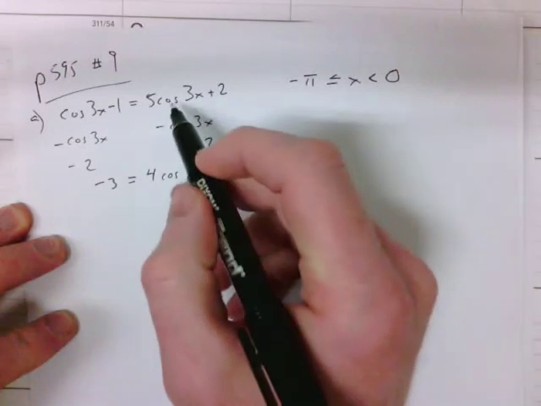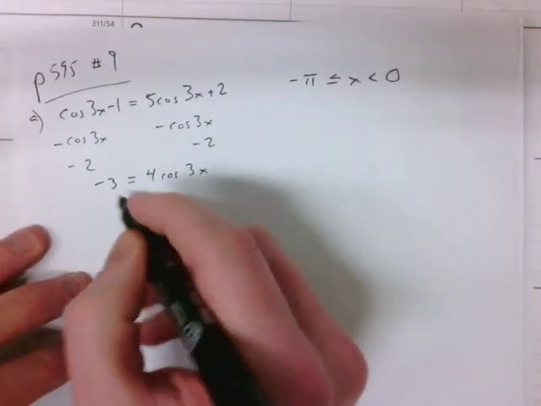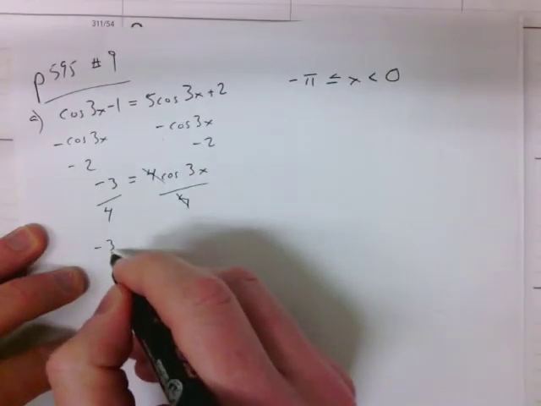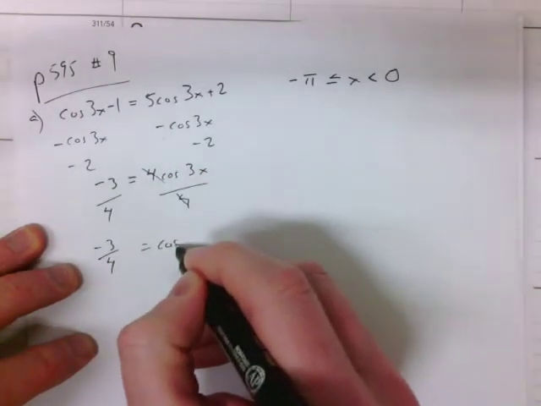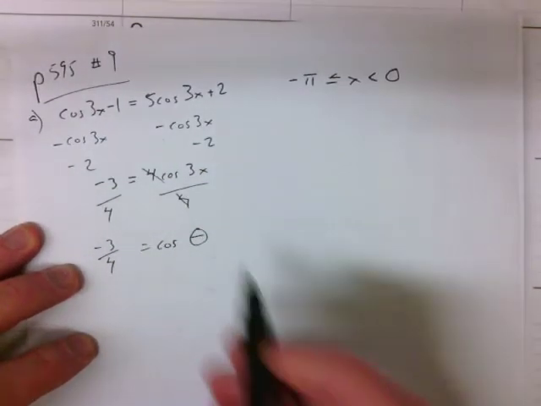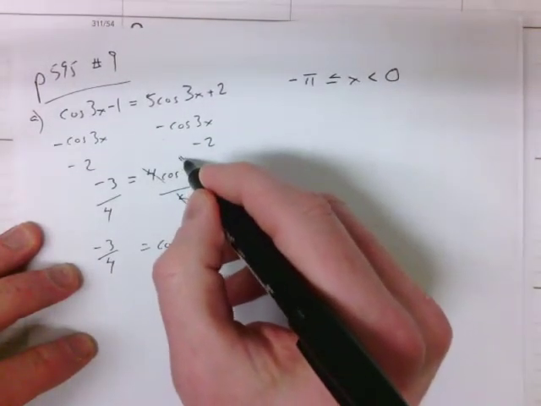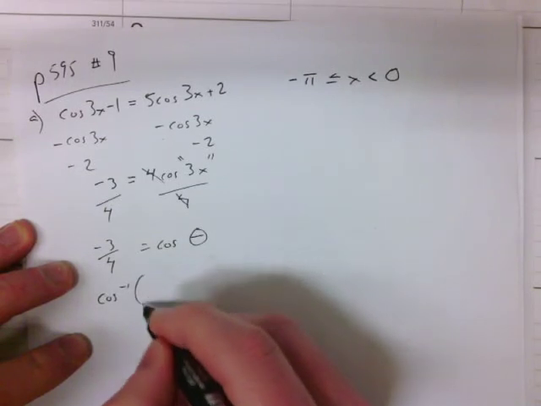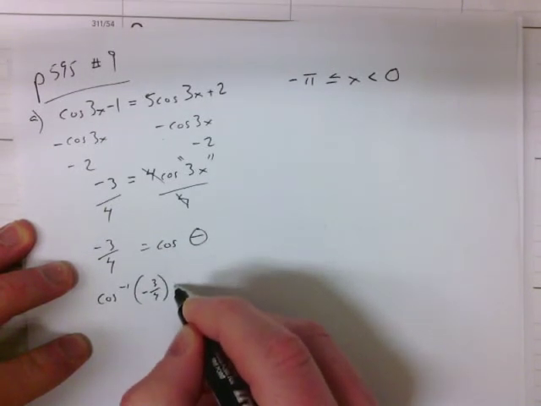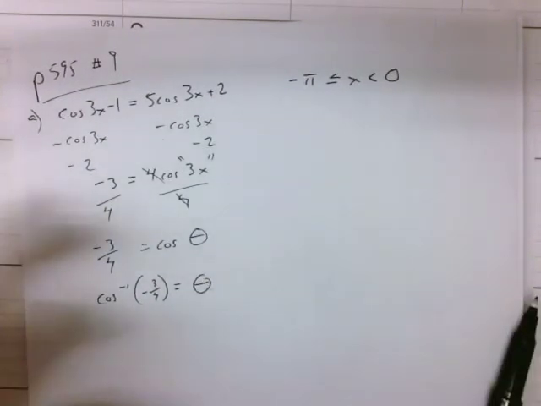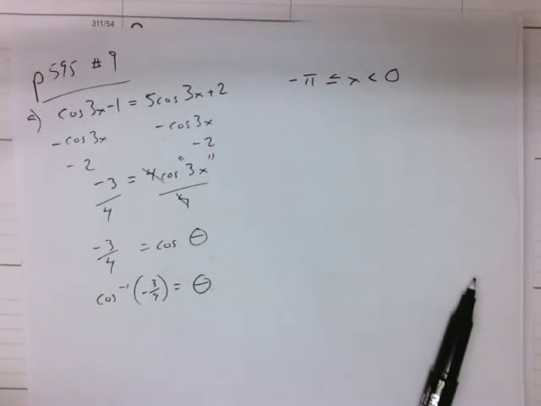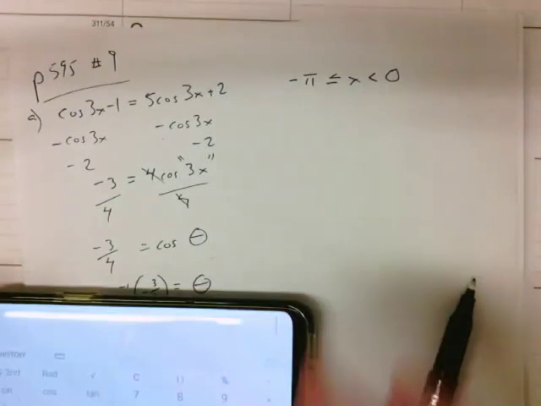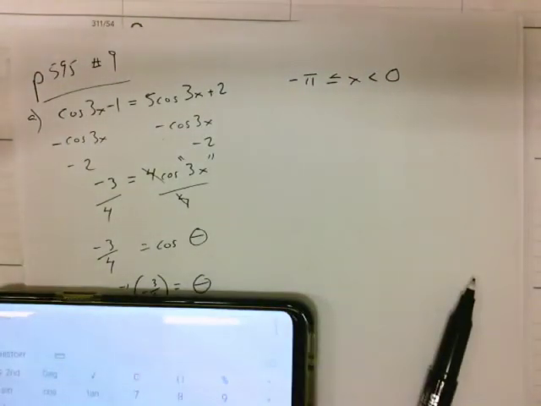Is that right? Divide both sides by 4. So negative 3/4 equals cos of theta. I have theta there instead of 3x. Don't worry, I'll come back to that. Cos inverse of negative 3/4 equals theta. I need to make sure my calculator is in radian mode. And it is.